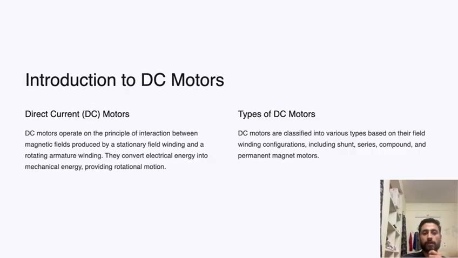Introduction to DC motor. Direct current DC motors operate on the principle of interaction between the magnetic field produced by a stationary field winding and a rotating armature winding. They convert electrical energy into mechanical energy, providing rotational motion. Types of DC motor: DC motors are classified into various types based on their field winding configuration, including shunt, series, compound, and permanent magnet motors.